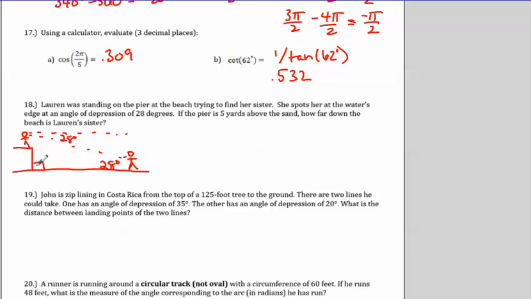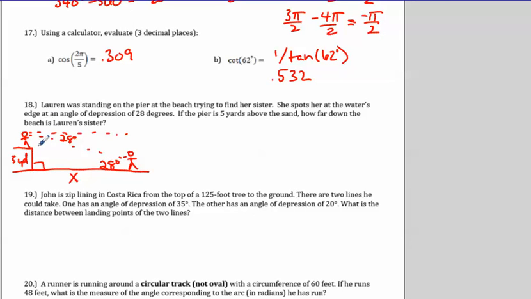So I know this is 28 degrees, I know that this one is 90 degrees, I know that the pier is 5 yards, so I know this side is 5 yards, and I need to solve over here. So I'm going to call this x. So I could set up the tangent of 28 equals 5 over x, but then I would have my x in the denominator, which I try to avoid as much as possible.